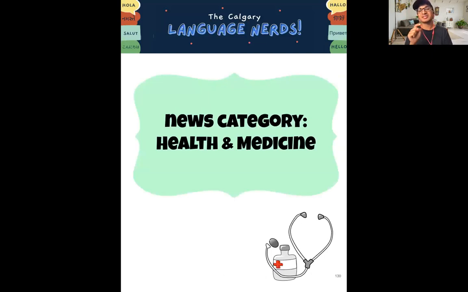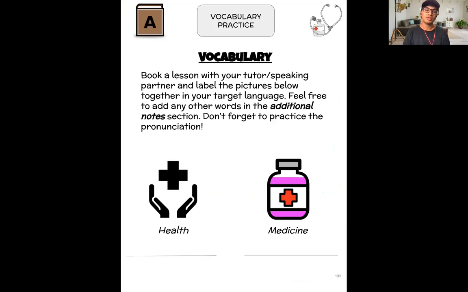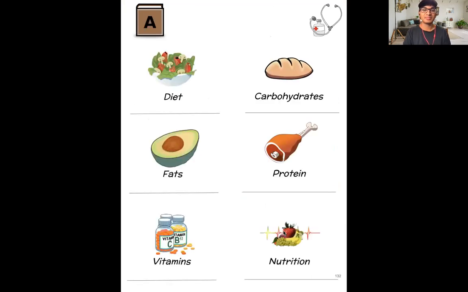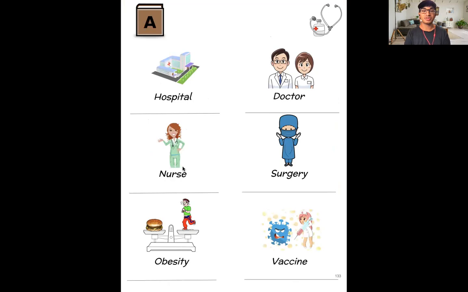Last one, health and medicine. Some of this is going to be a little bit of review because we had the visiting the doctor unit earlier, but we're approaching it from a slightly different lens this time around. For vocabulary, we have health, medicine, diet, carbohydrates, fats, protein, vitamins, nutrition, hospital, doctor, nurse, surgery, obesity. I just watched a video about what's going on with obesity in the world right now. Apparently it's severely on the rise, which I suppose I knew, I just hadn't thought about it in a long time. So that's why that's in here. I've been thinking about it recently. Vaccine, which is a hot topic right now, of course, with COVID and all of that. Depending on when you're watching this, of course, as I'm recording it, we're still kind of in COVID, so it is a hot topic.